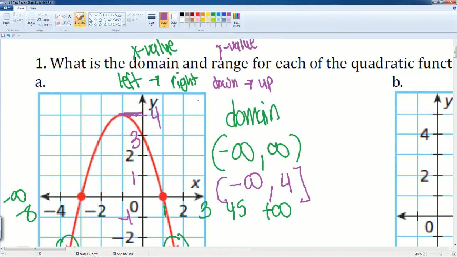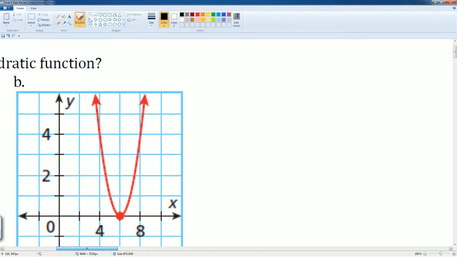Let me explain this one more time. It is a parenthesis because it is open. You can never close it at infinity. And here it is a bracket because it is closed because it touches that 4. Next, let's go to question B.